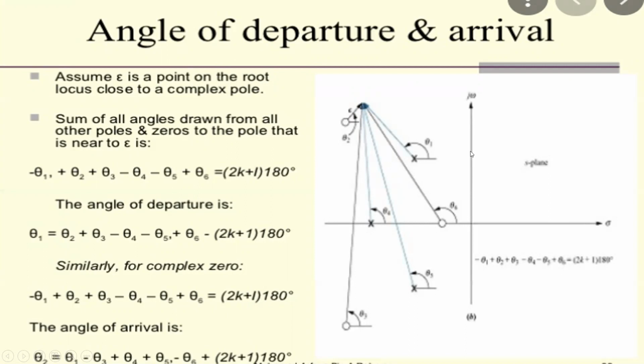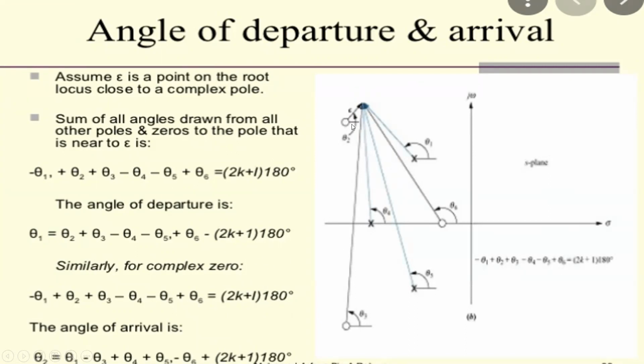That is pretty straightforward, because we have zeros in the numerator and poles in the denominator. So we have the summation of angles of zeros minus the summation of angles of poles is equal to an odd multiple of 180 degrees. By taking this condition, we can find out the angle of departure or angle of arrival.